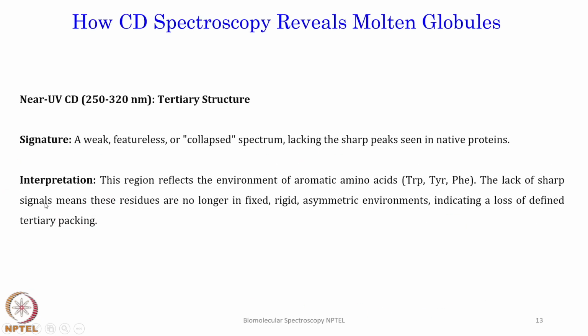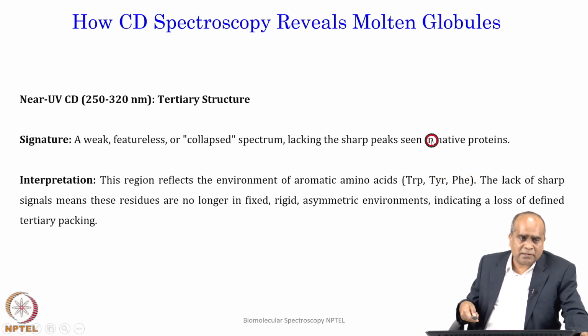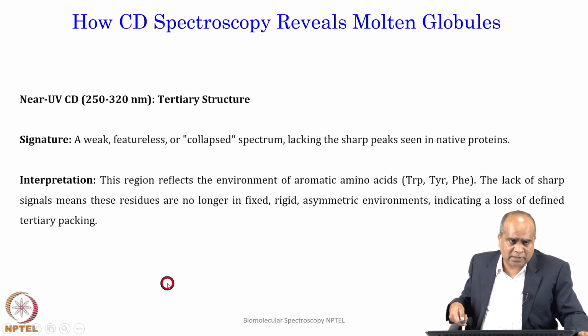So, if you do near UV CD, you see a collapsed structure. Collapsed structure means the CD signal is not as high as it was in your completely folded state. This reveals that the environment of the aromatic amino acids is not the same. Tryptophan, tyrosine, phenylalanine were buried inside, now they are exposed. So, the lack of the sharp signal that you may have in the near UV CD says that it is a collapsed tertiary structure; the tertiary packing is lost.